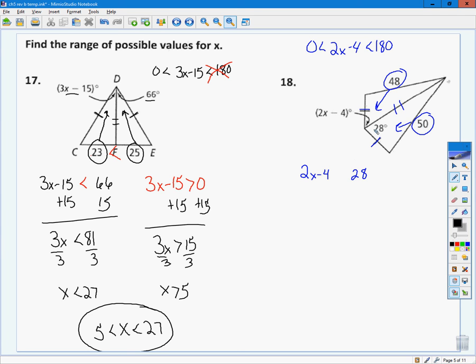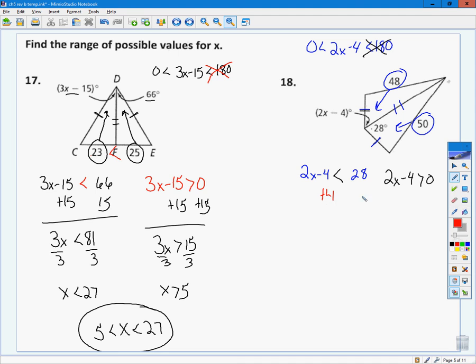Since 50 is larger than 48, the 28 is going to be larger than the 2x minus 4. Since 2x minus 4 is already less than something, I've used the less than portion, so I'm now going to use the greater than portion. And I'm going to solve these two inequalities.